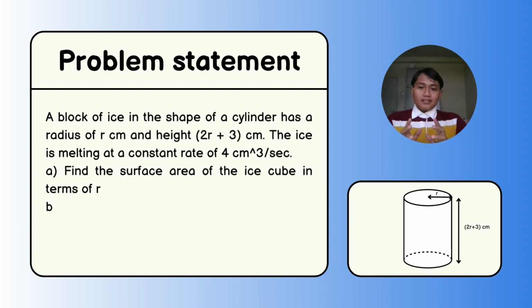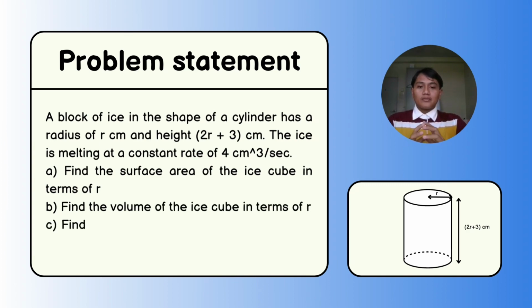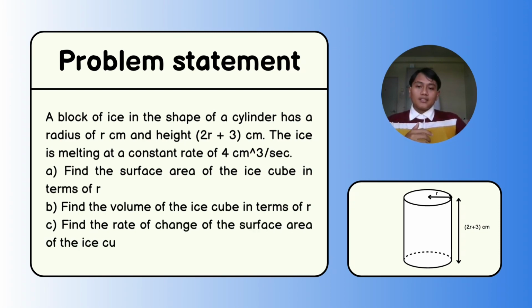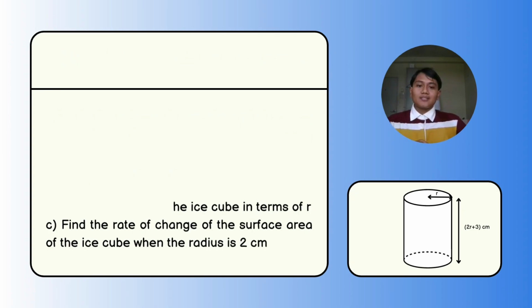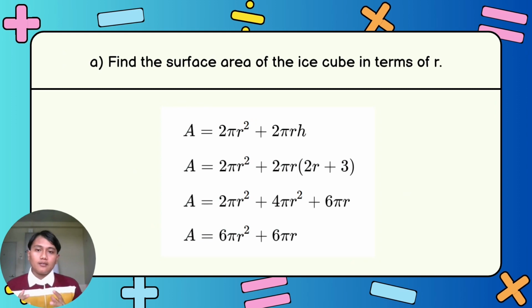A. Find the surface area of the ice in terms of r. B. Find the volume of the ice in terms of r. C. Find the rate of change of the surface area of the ice when the radius is 2 cm. Question A: find the surface area of the ice in terms of r.